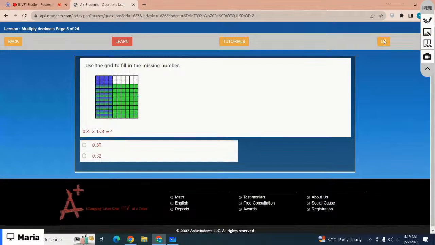Okay, use the grid to fill in the missing number. So which is the correct option? You have to count the squares that are colored with both the colors, right? So when you count, they are 32, right? So that would be 0.32. 0.4 times 0.8 is 0.32. So the correct option is 0.32, right?